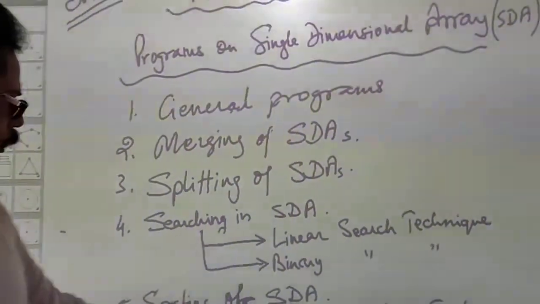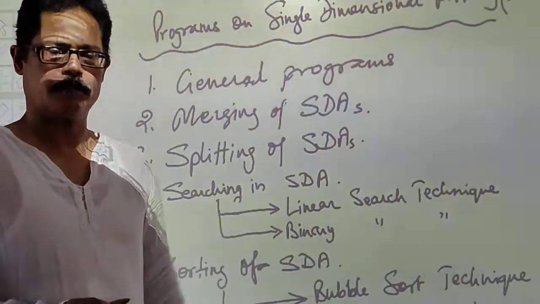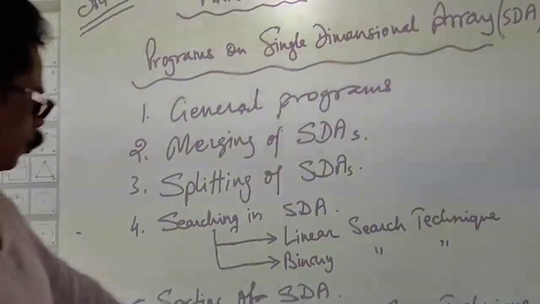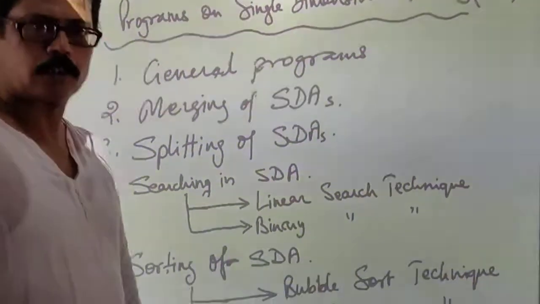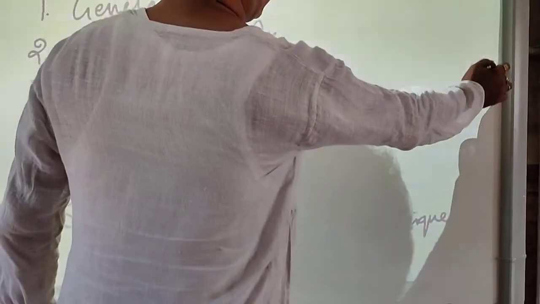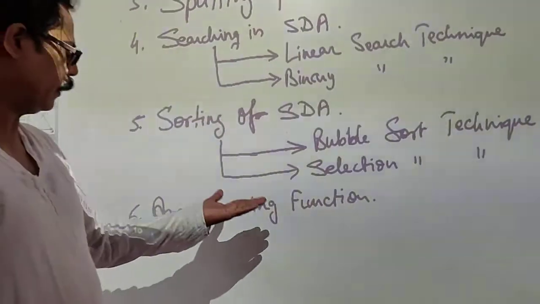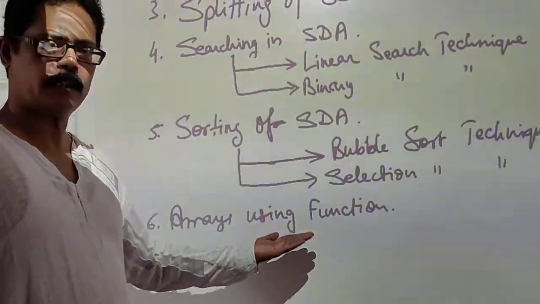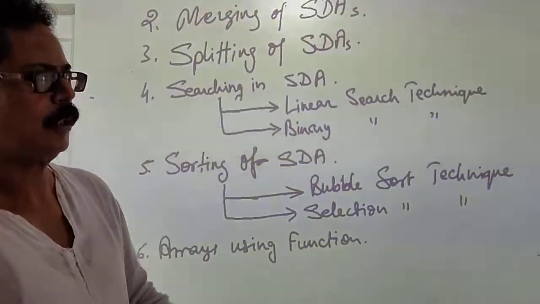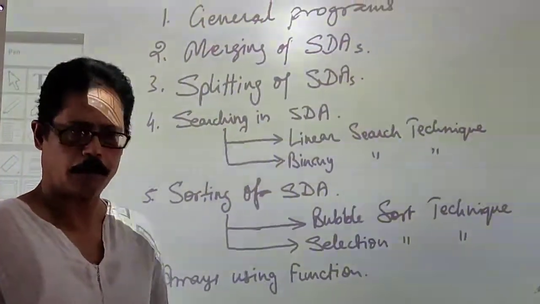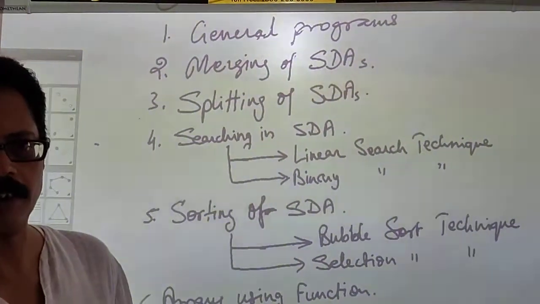Then we have sorting of single dimension arrays. Sorting means arranging the array in ascending or descending order. There are two sorting techniques that we are going to discuss, that is the bubble sort technique and the selection sort technique. And at the end, I will also write a program to explain an array using a function, that is, how you can work on an array-based program using a function. That is towards the end of this topic.